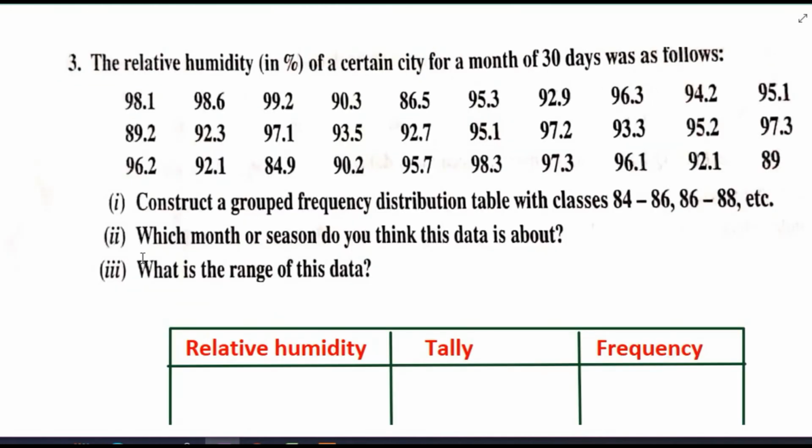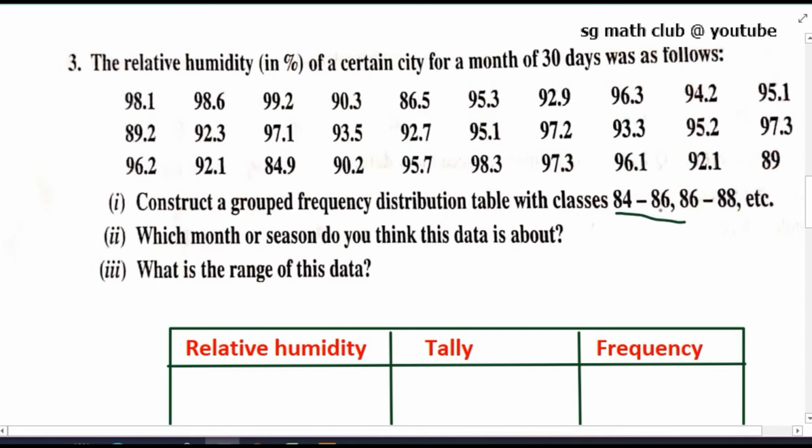So the next question: the relative humidity in percentage of a certain city for a month of 30 days was as follows: 98.1, 98.6, 99.2, 90.3, etc. Construct a group frequency distribution table with classes. They have given here 84 to 86, 86 to 88, etc. Which month or season do you think this data is about, and what is the range of the data?